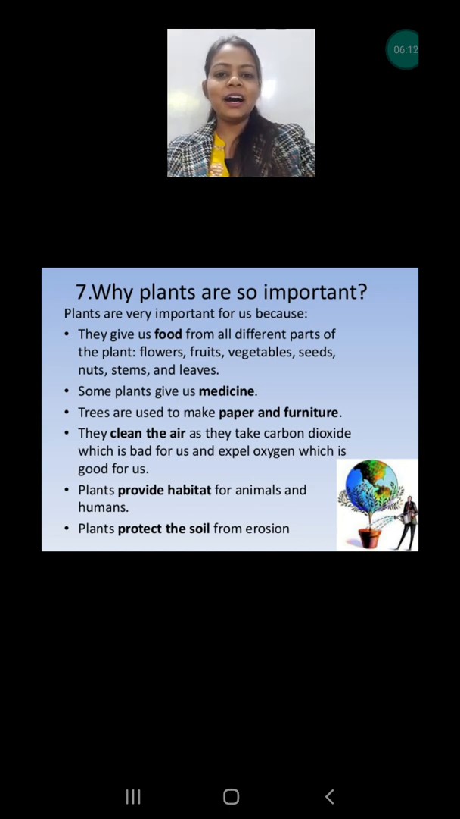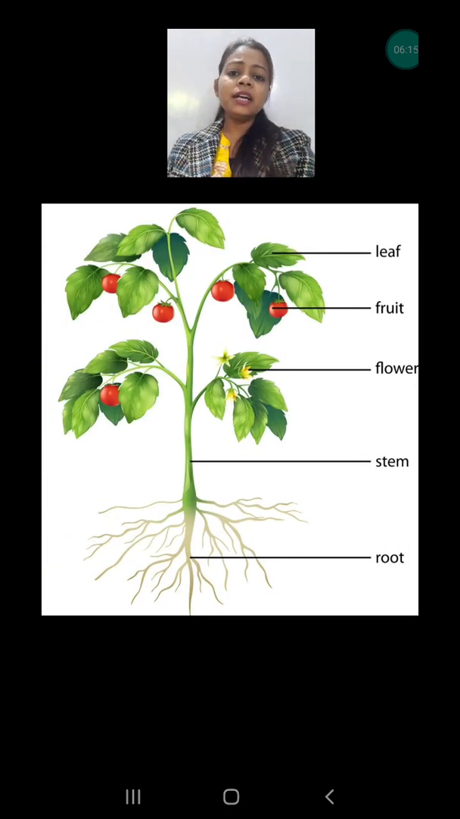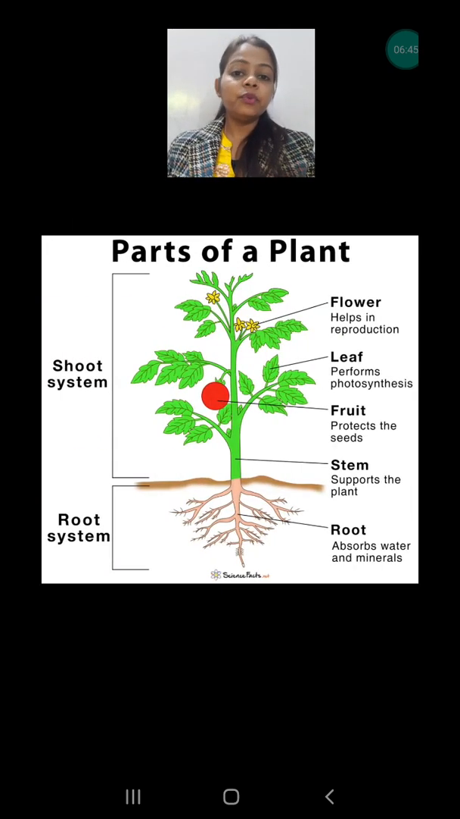So let's start our chapter now. We are seeing the different types of parts in the plant, and each and every plant has specific functions, and they are continuously performing these functions and surviving and giving us a lot of value. Okay, so leaf, fruit, flower, stem and root are the parts of these plants, and all these parts are very important. All these parts are playing an important role. Okay, so one by one we are going to discuss their functions.